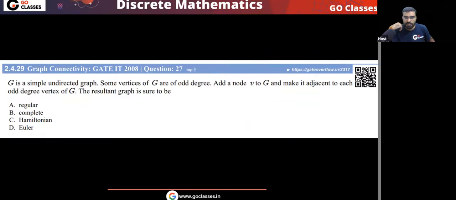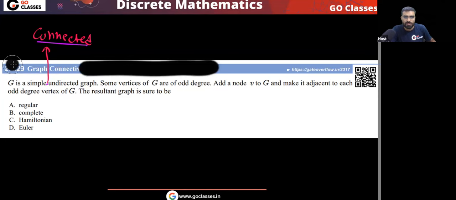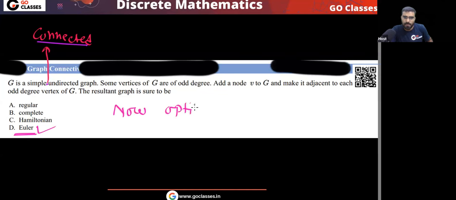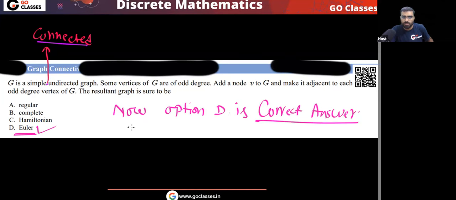In this same question, remember, if I change the question and add the condition that G is a simple connected undirected graph, now what will be the answer? Now there is no confusion. The answer will be option D. Now option D is the correct answer. So I hope you understood.